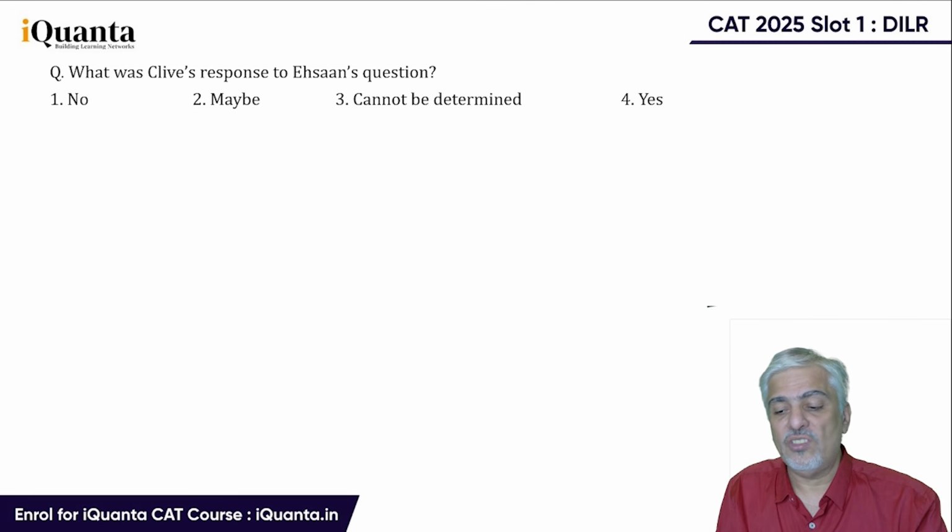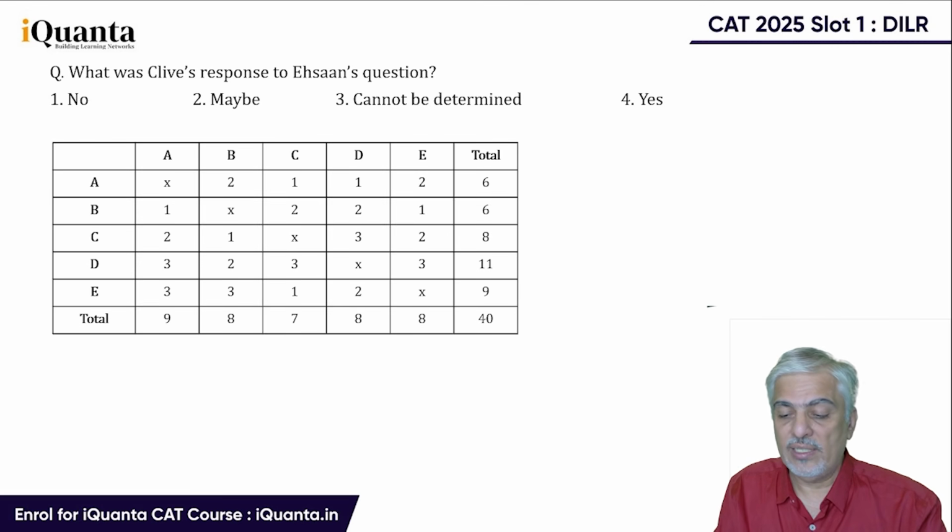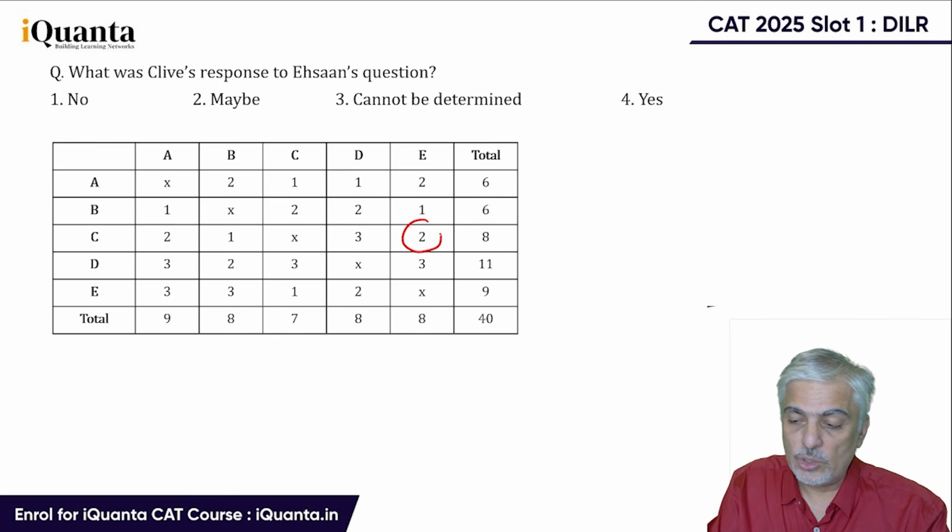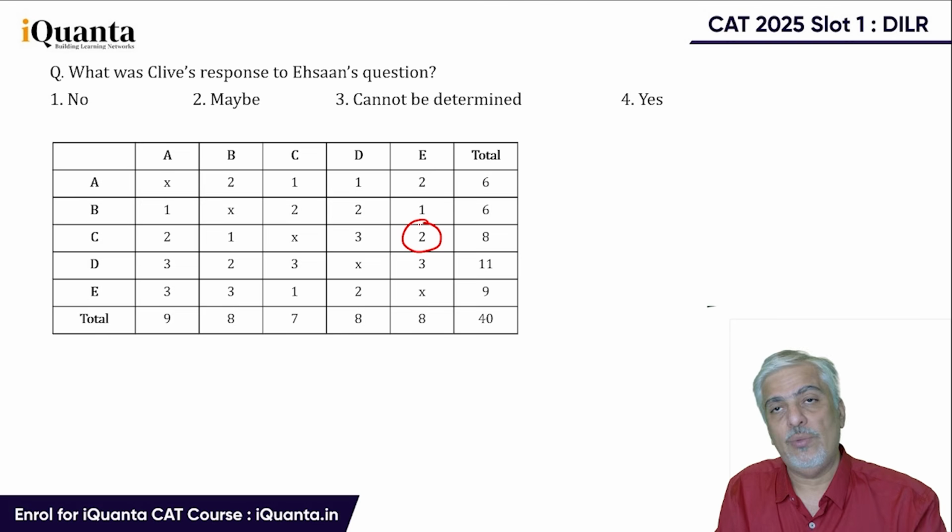What was Clive's response to Ehsan's question? Clive's response to Ehsan's question is 2, which means it's a no, and therefore the answer is the first option. Remember, 1 was yes, 2 was no, and 3 was maybe. So hence 2, that was no.